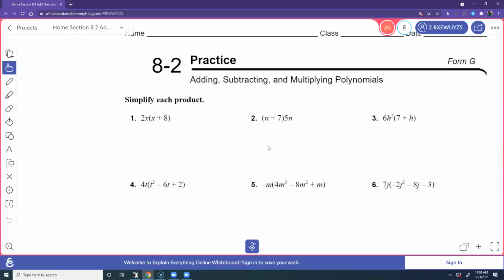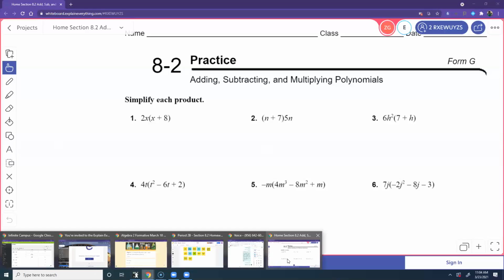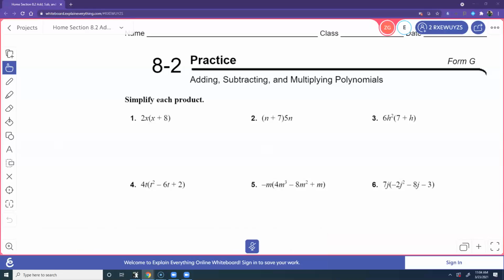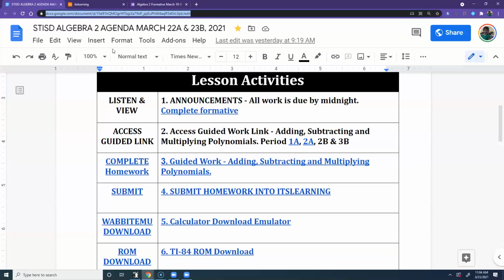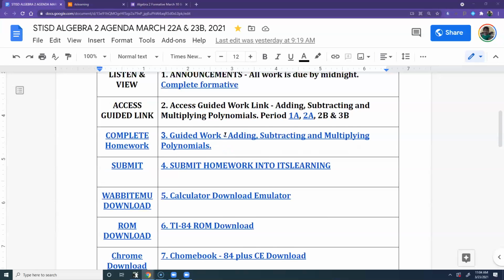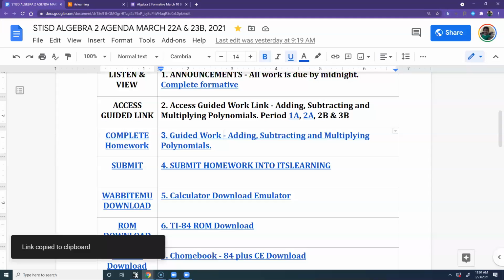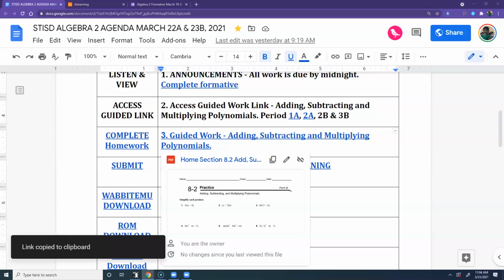Okay, we're going to do this assignment together, but I am going to assign the evens. So let me share this file with you. In fact, I'll share with you the agenda. It has all the links. We're going to go ahead and work on the homework. The second link is a homework.